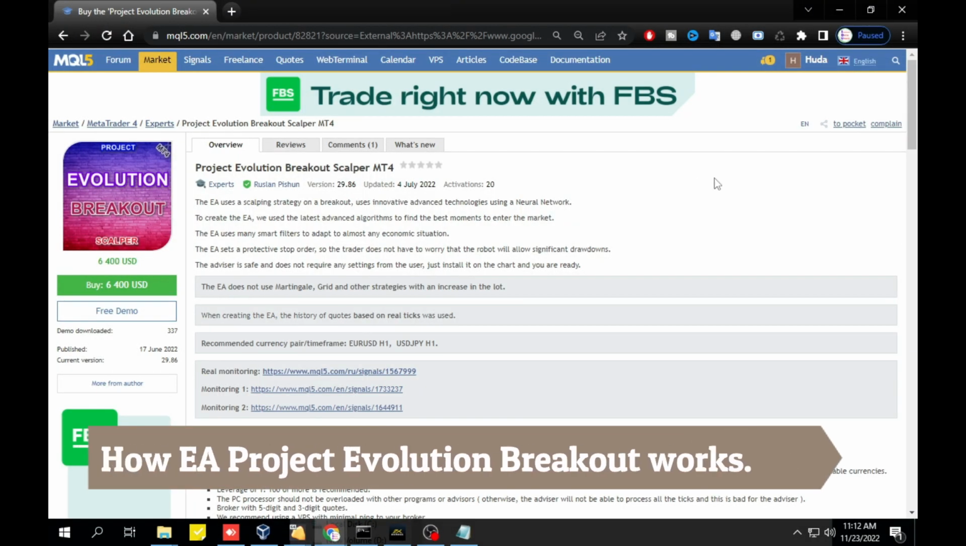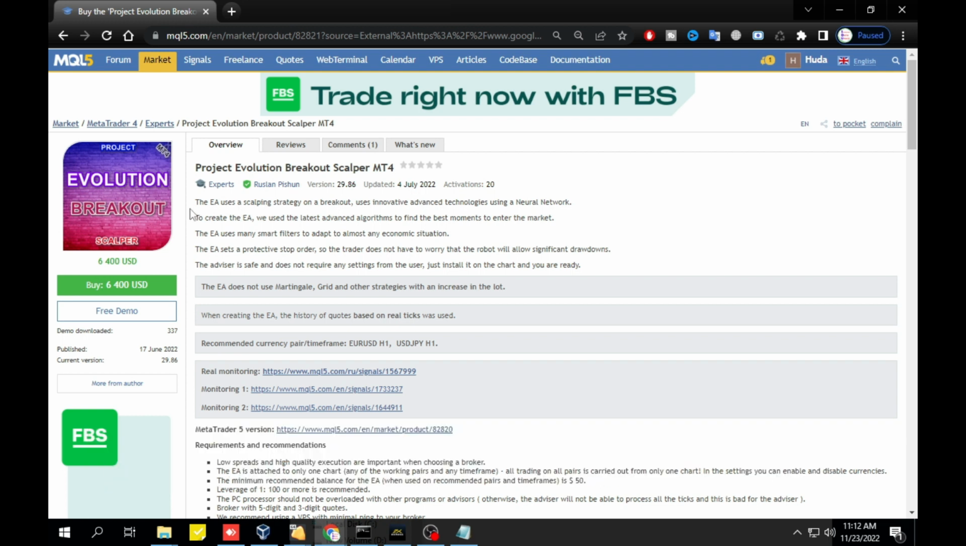How EA Project Evolution Breakout works. This expert advisor works using a scalping strategy on breakouts and uses innovative advanced technology called a neural network. Expert advisors are designed with algorithms that can find the best moments to enter the market. Expert advisors also use stop orders to avoid significant drawdowns. You don't need to make settings on the EA parameter. All you have to do is run this expert advisor.